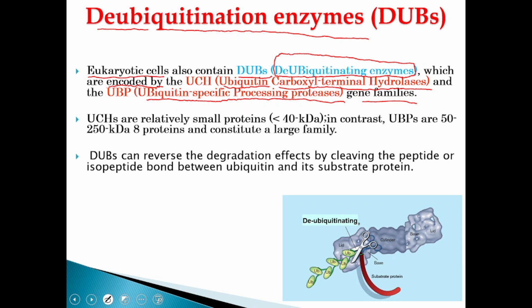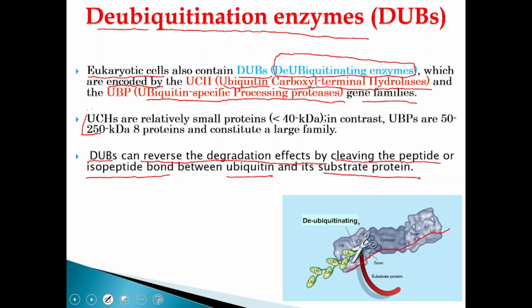So what happens, again this point is not as important, we can skip this point. What DUBs do, they reverse the degradation effect by cleaving the peptide or isopeptide bond between ubiquitin and the protein that is going for degradation. So what you see here in blue or grey, whatever you want to call it, is the proteasome. And you see a protein is going inside to undergo degradation.